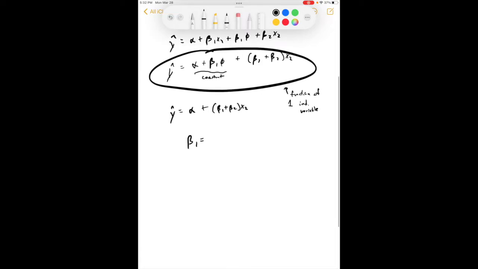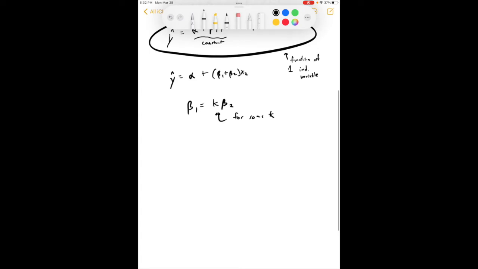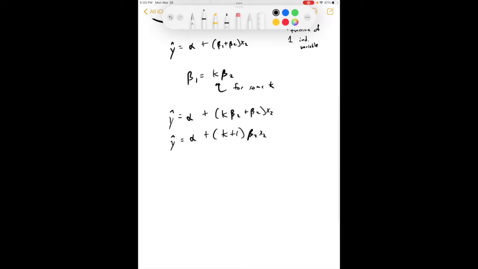Now if you think about this, for all real numbers, these are all constants, beta 1 equals some k times beta 2, for some k. So we can replace beta 1 with k times beta 2. And then if we factor out beta 2, we end up with y hat equals alpha plus (k plus 1) times beta 2 times x2. Now our whole coefficient for x2 is this entire (k plus 1) times beta 2.